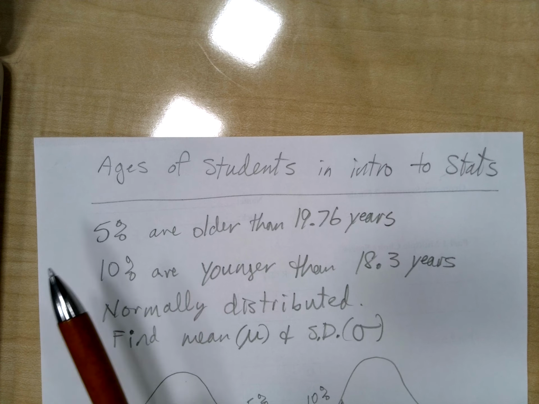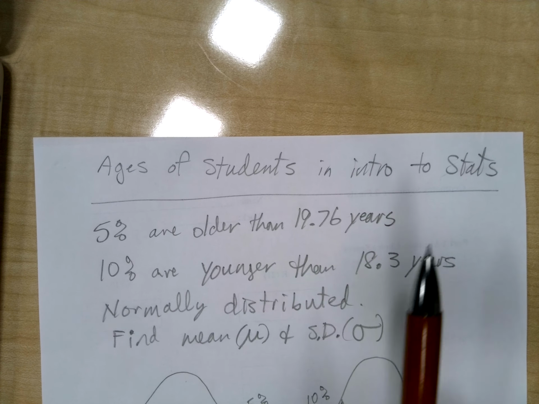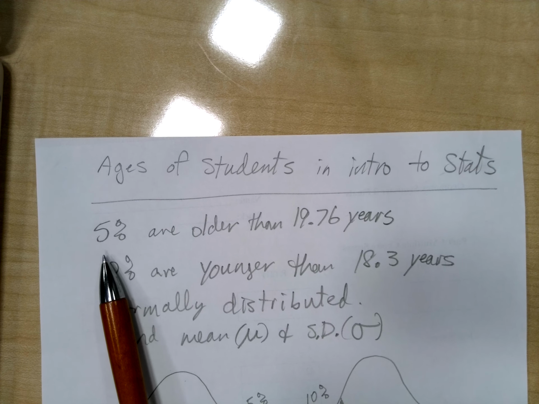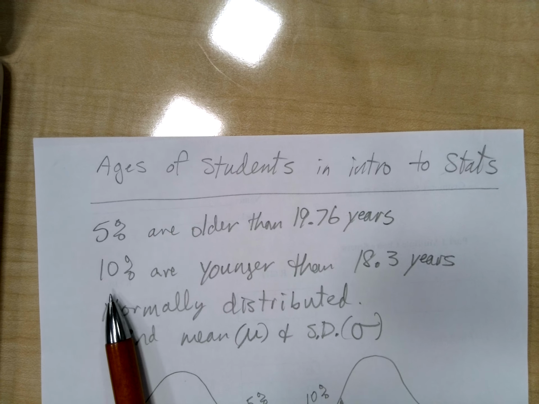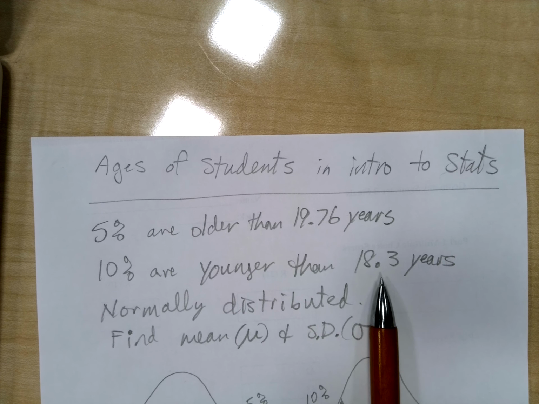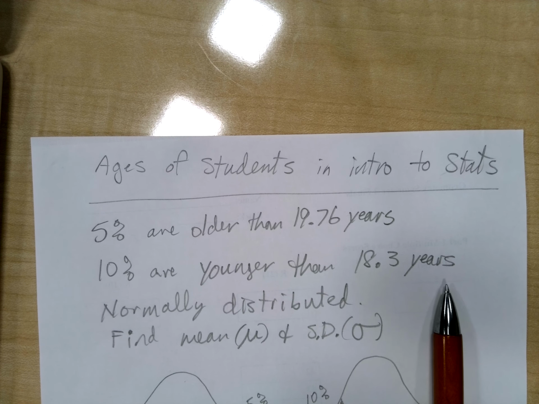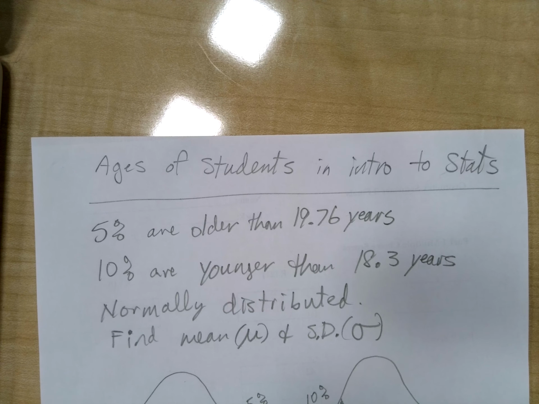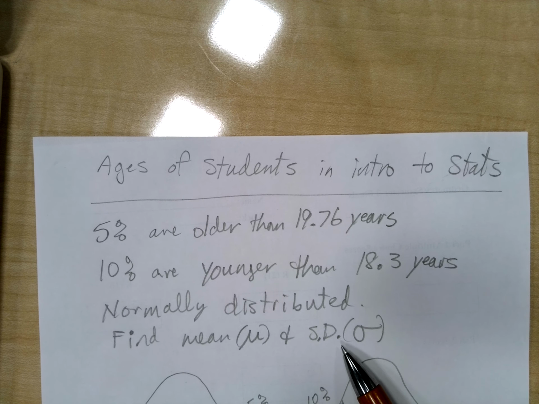So here's the idea. Someone says to you, we got the ages of students in intro to stats, and they give you a couple clues. They say 5% of the students are older than 19.76 years, but 10% of the students are younger than 18.3 years. Your job is to figure out the mean and the standard deviation of the age of students in my intro to stats class.